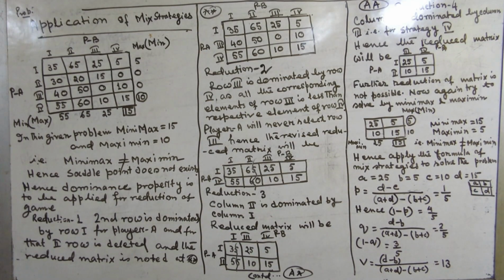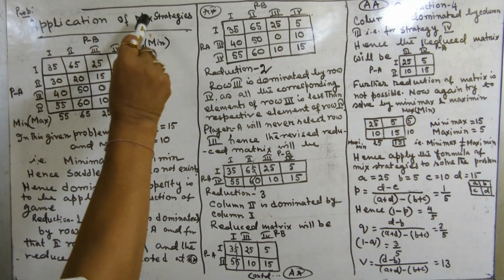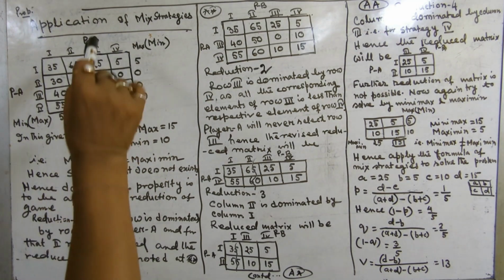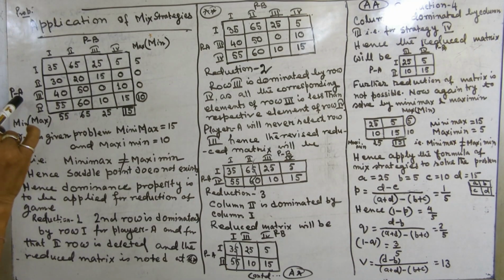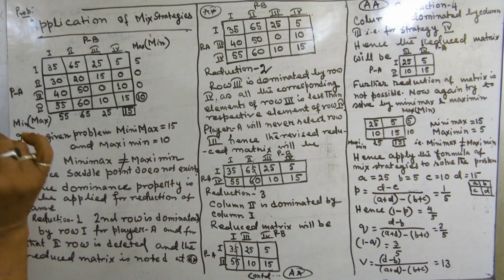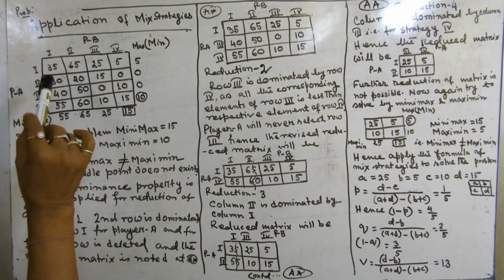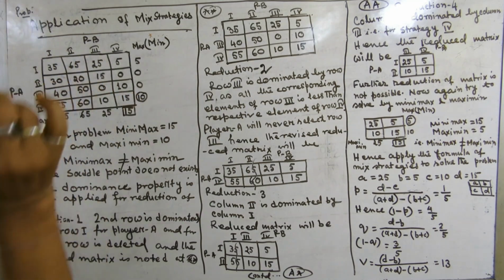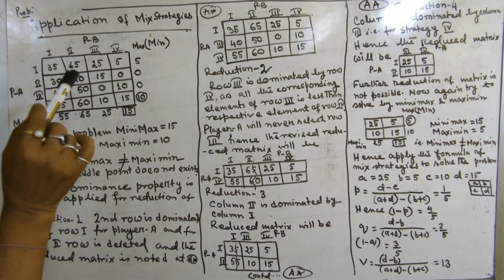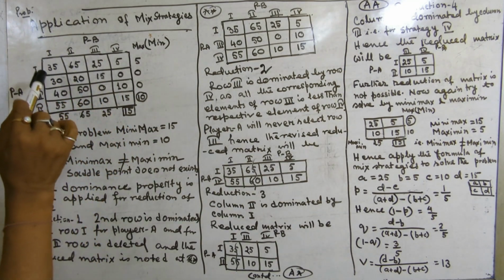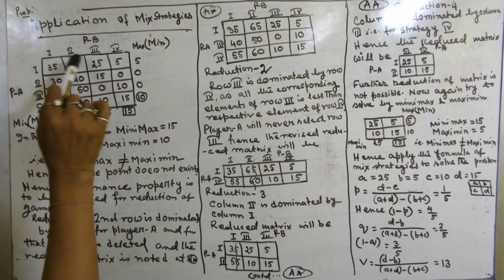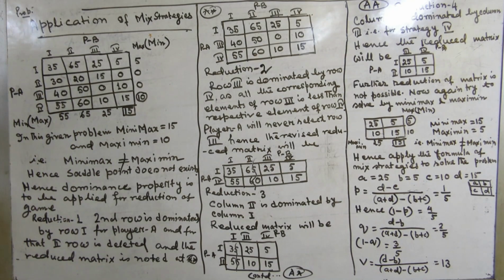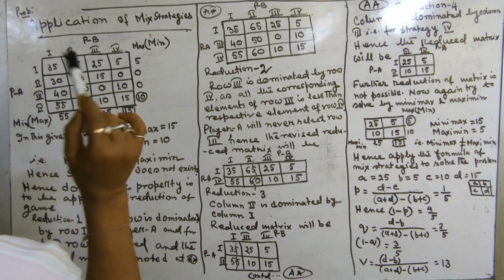We are going to discuss another problem of mixed strategies. Suppose the game problem is this. Player A has four strategies, strategy 1, 2, 3, 4, and player B also has four strategies. The outcome for every combination of strategies is noted in the matrix, and this is called the payoff matrix. You have to solve this game problem.